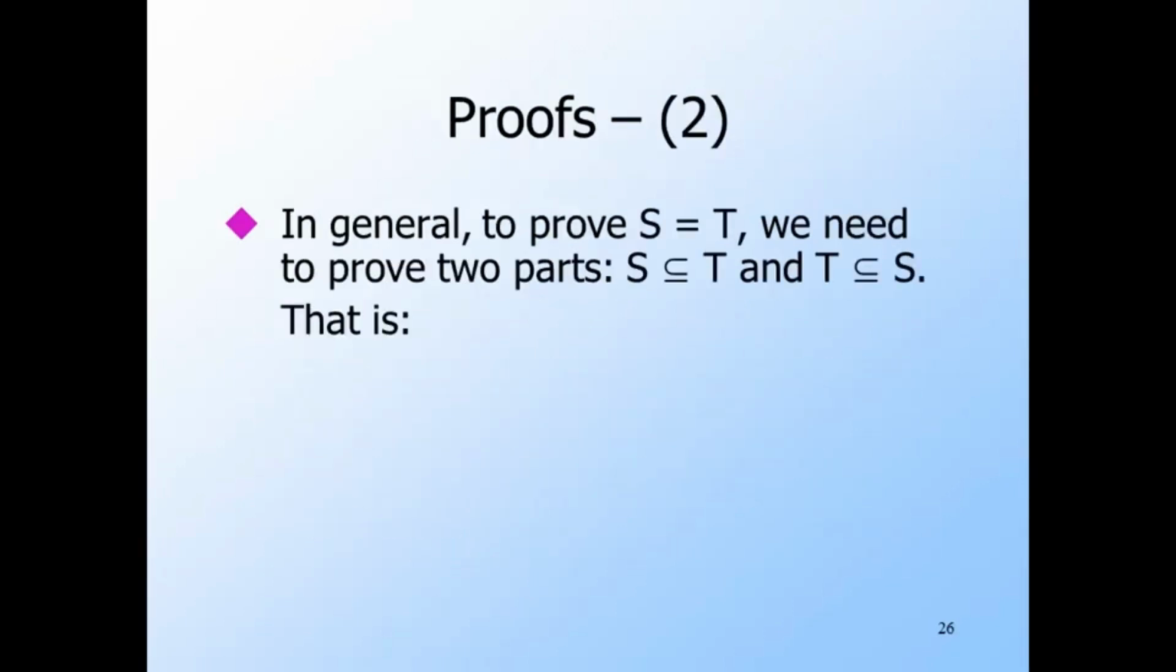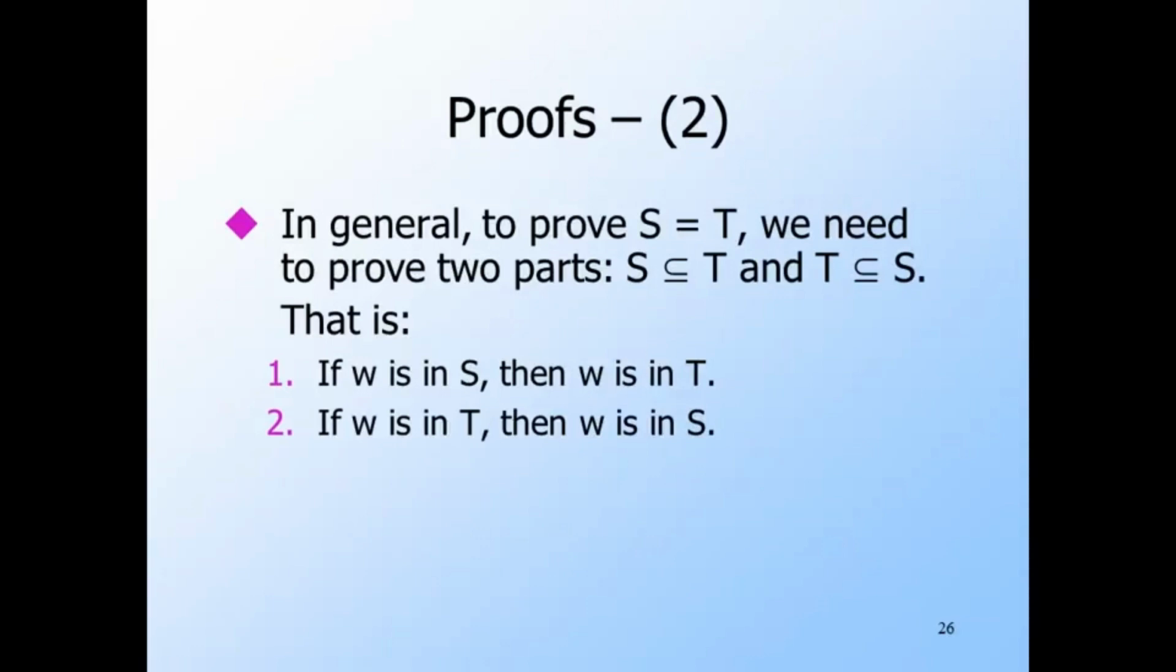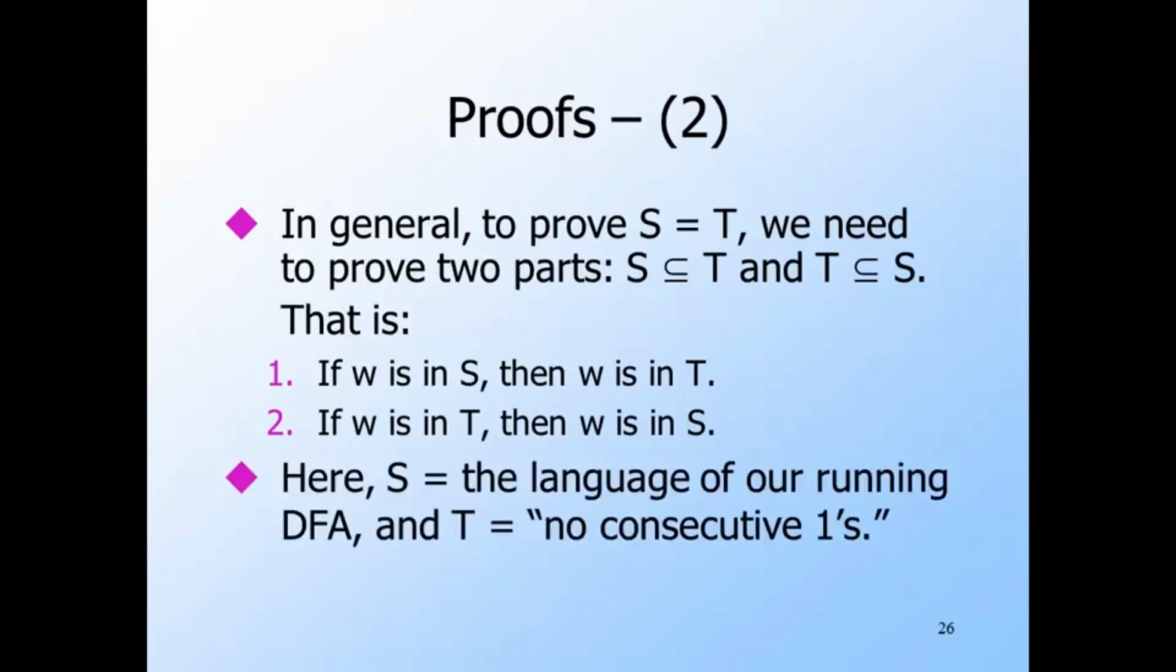To prove two sets S and T are equal, we generally need to prove two things, that each is contained in the other. That is, we start by assuming W is a member of one, say S, and we use that fact to prove W is in the other, T. Then we start over, and we assume W is in T, and we use that to prove W is also in S. In what follows, we take S to be the language of the DFA we have been playing with, and T to be the set of binary strings without consecutive ones.